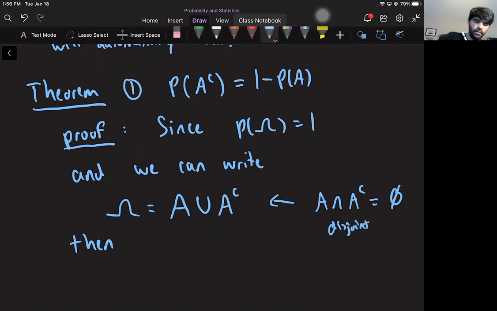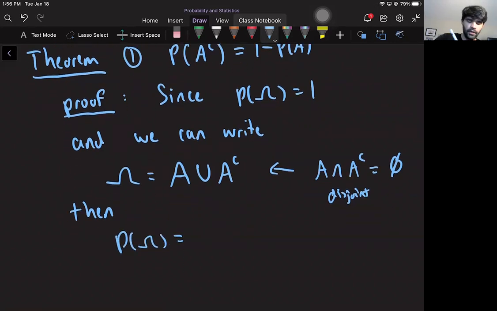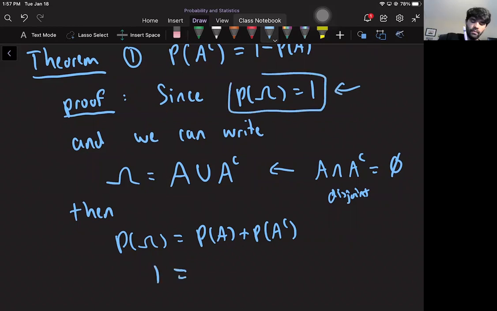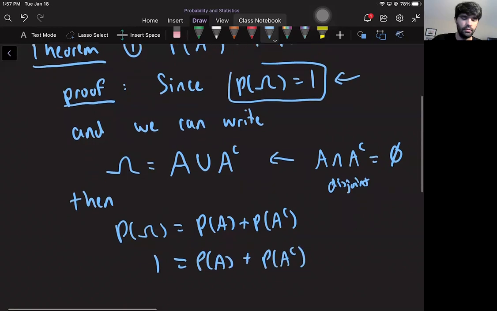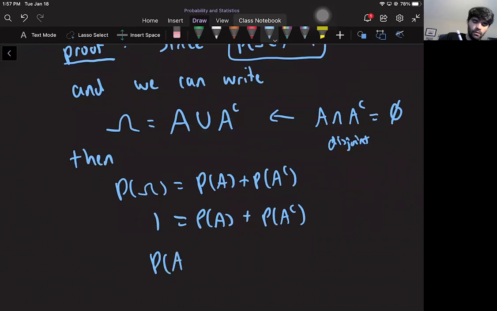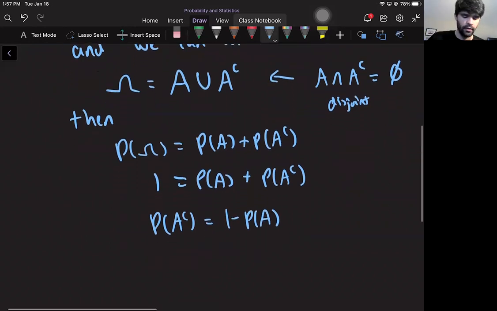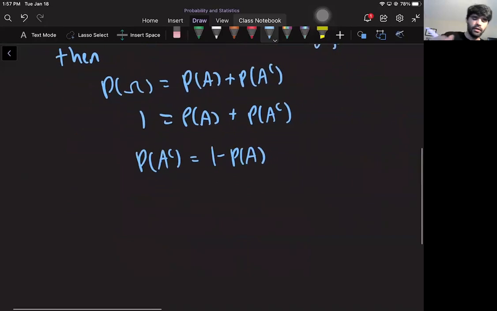So then we can use our probability formula, which says that if you have disjoint events, then you can just add the probabilities if you have a union of two events. So we can do that. But then this one is just one up here. And then you just subtract on one side and you end up with what we're looking for. So that's the little formula to calculate the probability of the complement of an event.